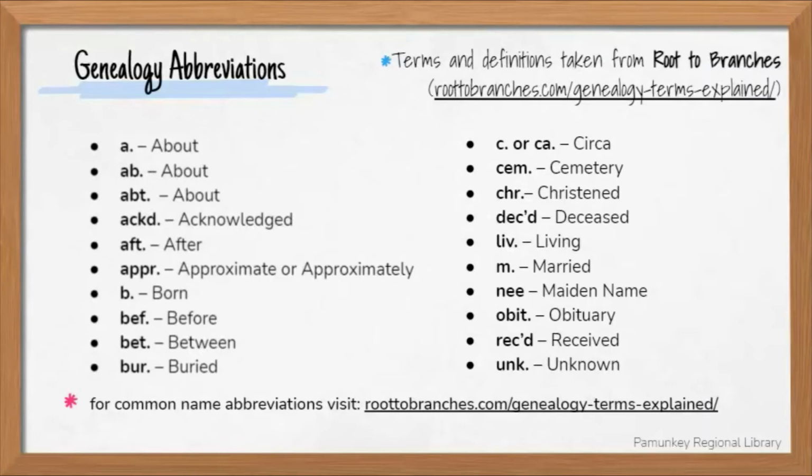And then there's also on that website, I didn't include that here, but also on the Root to Branches website, there's a common list of name abbreviations. So common names often became abbreviated in some documents. So that's helpful to be able to reference as well.